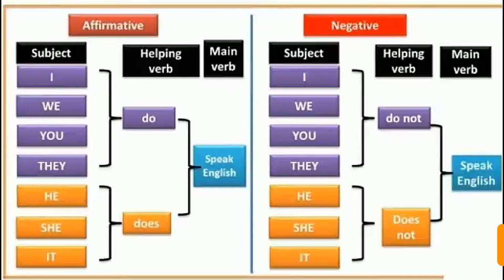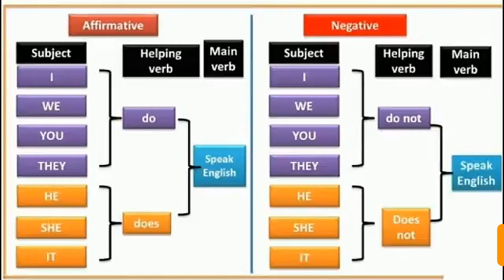But in negative sentences, some changes are required so that the sentence can be recognized as a negative one. If the subject is I, we, you and they, then do along with not will be used, meaning the helping verb will take not also, then the main verb will be there, as you can see here in the slide. And if the subject is he, she or it, then it will take not with the helping verb does and then the main verb will be there. So these are the basic rules for simple present tense.